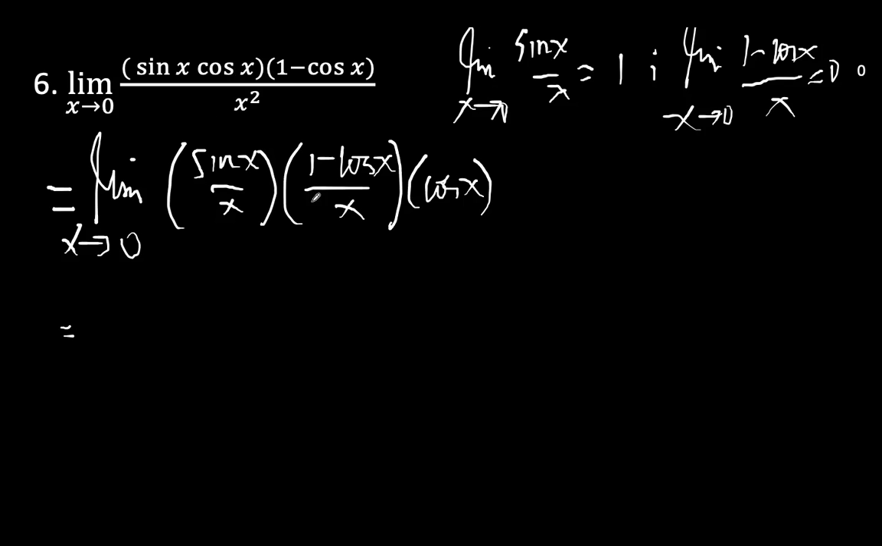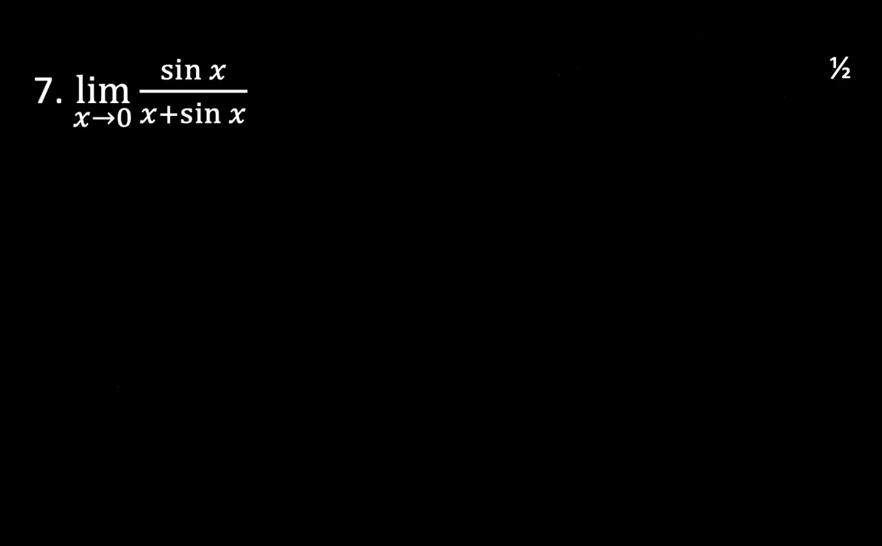So we have this, and we can take the limit of each factor. The limit of this is equal to 1. The limit of this is equal to 0. And the limit of cosine x as x approaches 0 is equal to 1. Therefore, 1 times 0 times 1 is equal to 0. So the answer to number 6 is 0.